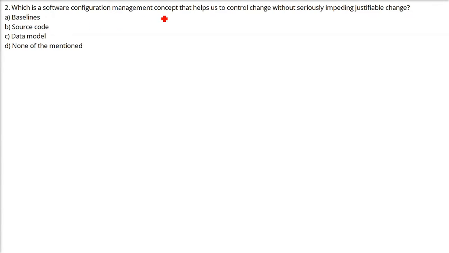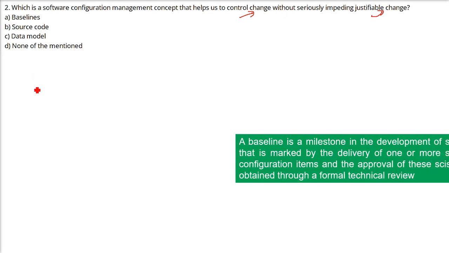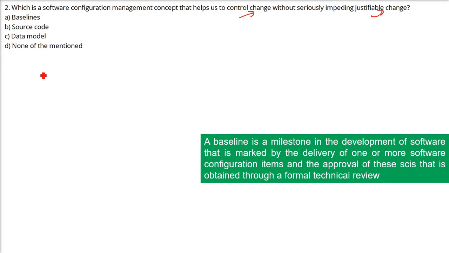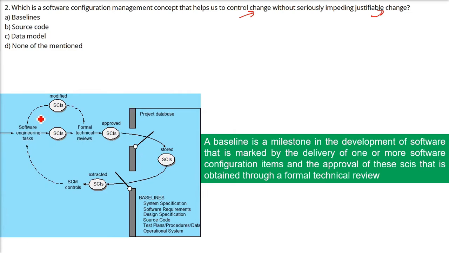Which is the software configuration management concept that helps us to control change without seriously impeding justifiable change? So here we are talking about change control, and the question is asking which concept of this SCM is helping us to control change without seriously impeding the justifiable change. If the changes are justifiable, if the changes are necessary, then the answer is baseline. So what is the baseline? Let us understand this first.